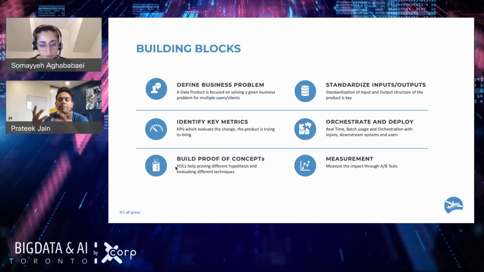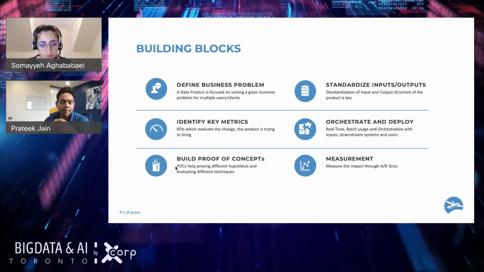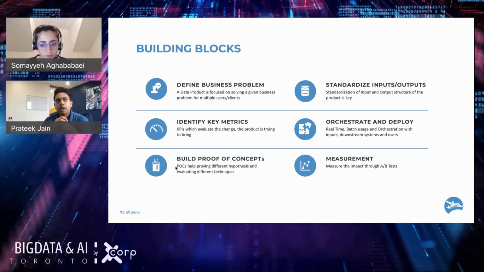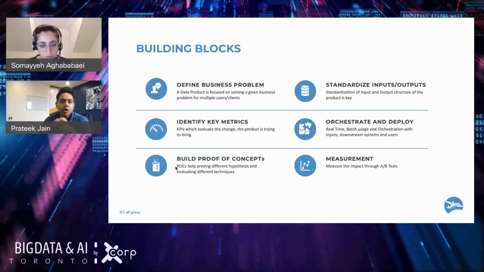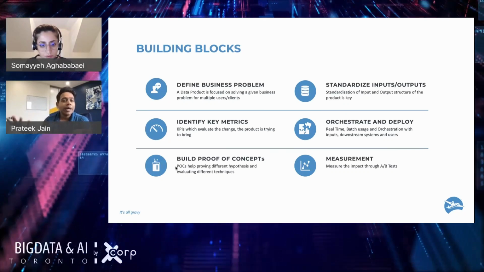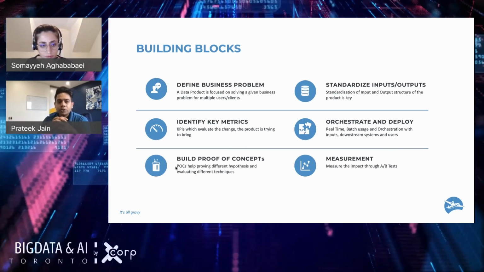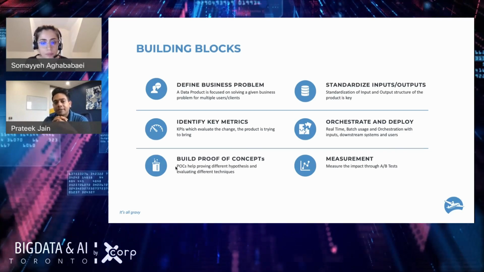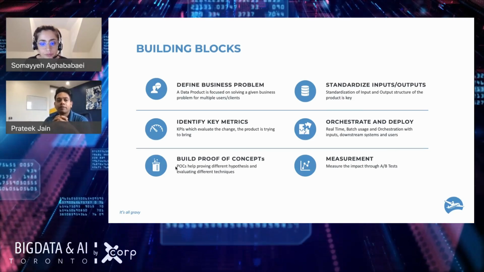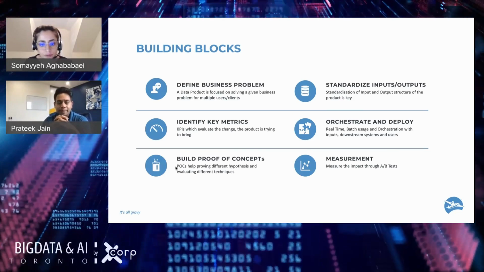The key KPIs which the business is trying to optimize on are, for example, spend, engagement, maybe it could be response rate on offers, or it could be the overall incremental ROI for a given campaign. So the key metrics have to be identified in the beginning itself, because the product and the data science models inside the product will be focused on optimizing them.